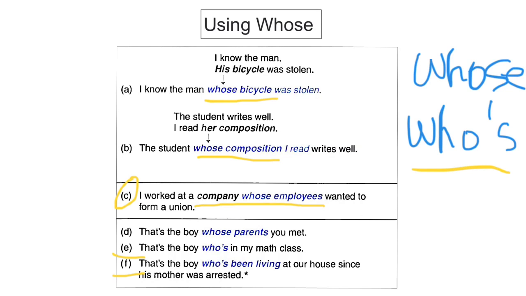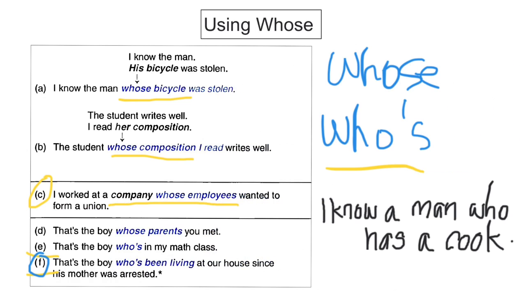When has is a helping verb in the present perfect, it is usually contracted with who in speaking, and sometimes in informal writing, as in F. When has is a main verb, it is not contracted with who, as in the example, I know a man who has a cook.